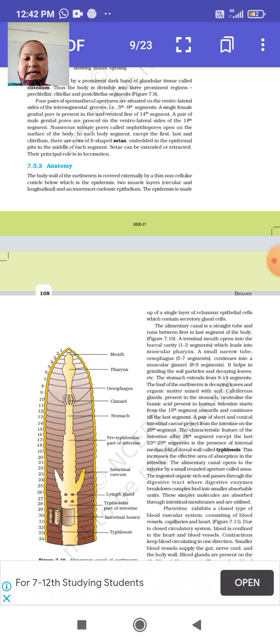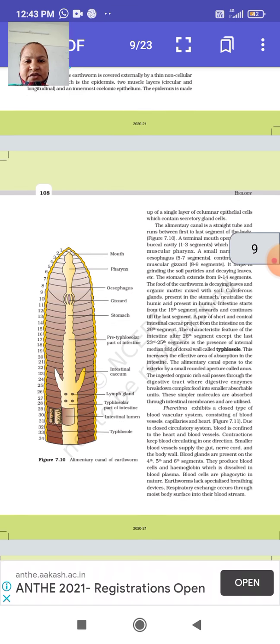Now which types of cells are there? Columnar epithelial cells. We have read before about this, right? What are columnar epithelial cells? Basically, these are secretory gland cells. Now next comes the alimentary canal.